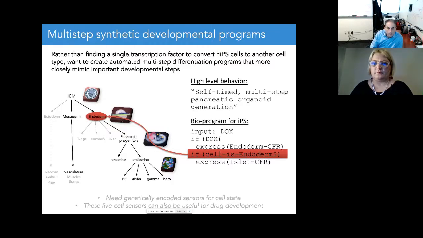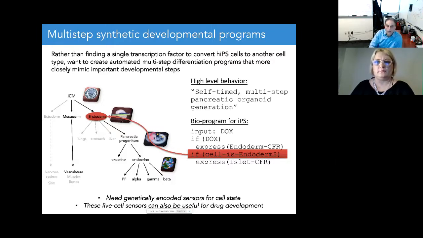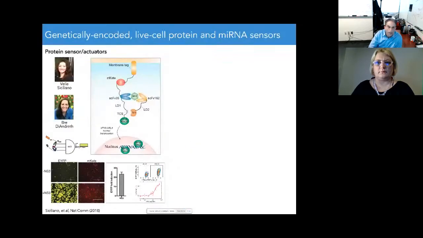In order to do that, we have set out to create a variety of different genetically encoded sensors that could detect the identity of the cell as it transitions from stem cell to endoderm or other cell types. Then the point is that the genetic circuit can basically activate the expression of genes that would drive endoderm to pancreatic progenitor transition. I'm going to show you very quickly several different kinds of sensors.